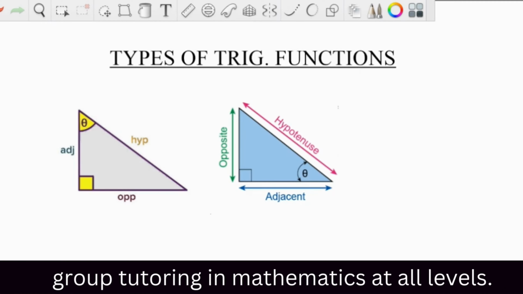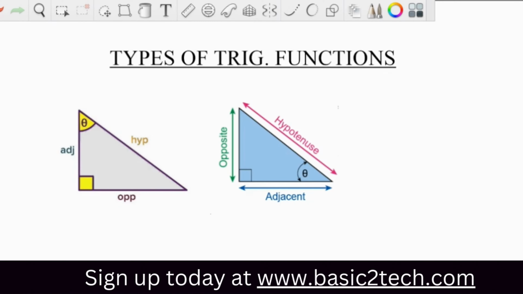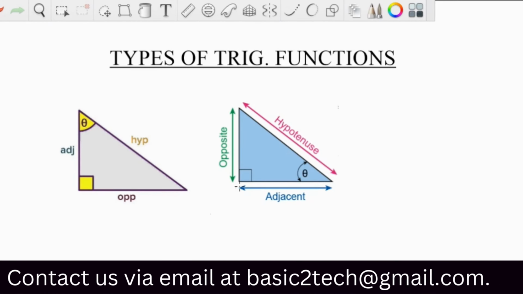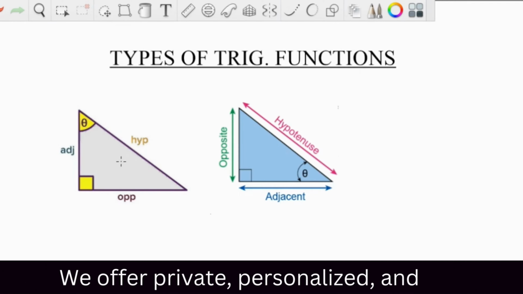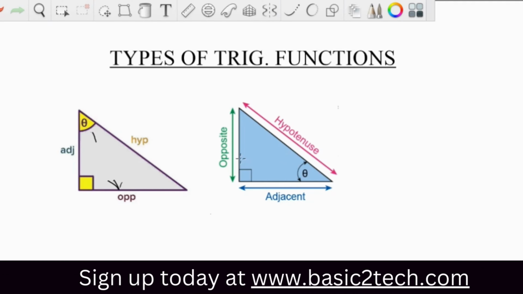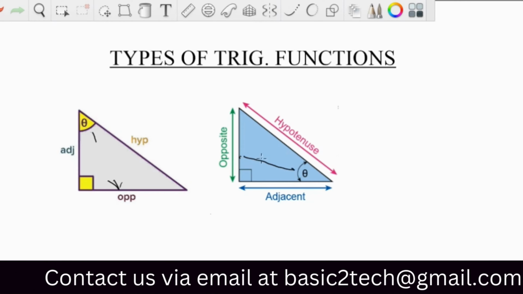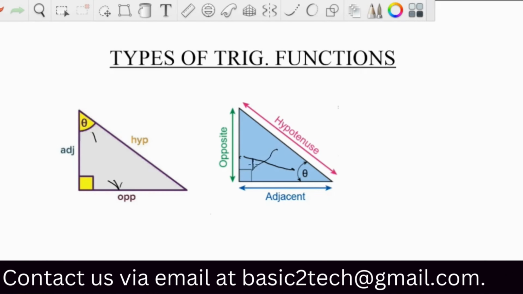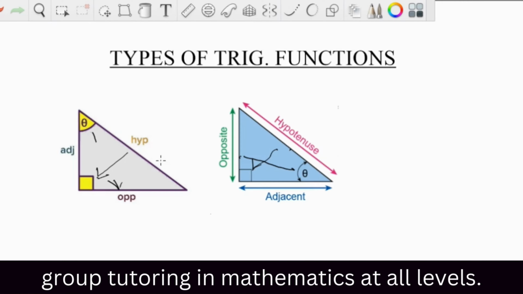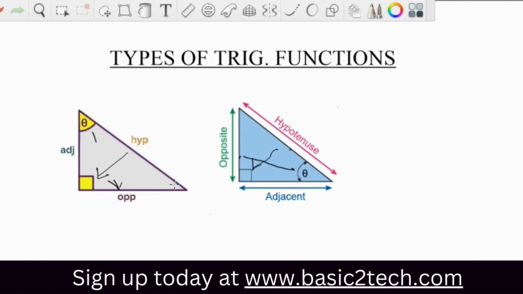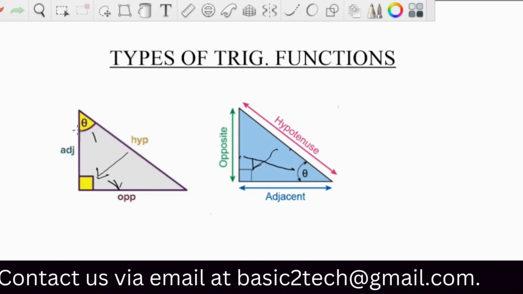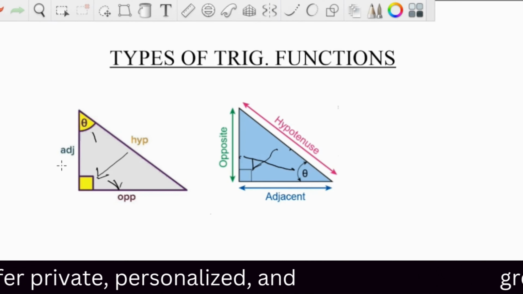Now, let's look at the types of trig functions. What you see on your screen are different positions of the triangle. The side opposite the angle is called the opposite, as you can see right here. The side opposite the right angle is called the hypotenuse, and it is also the longest side of a right angled triangle. Now, the side that is carrying both angles is called the adjacent.